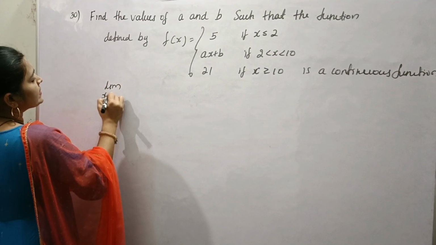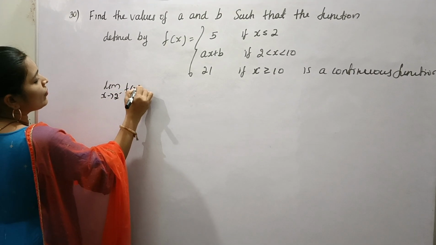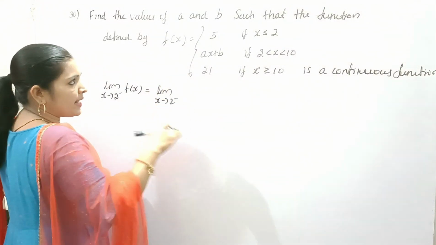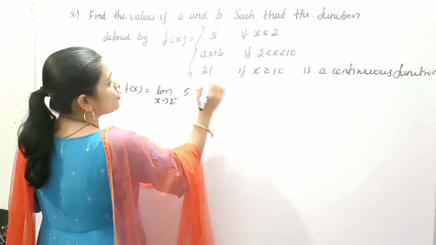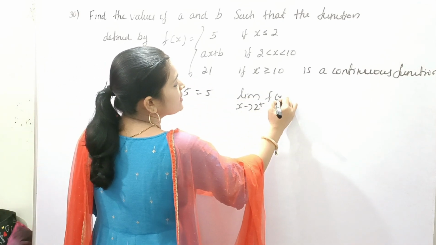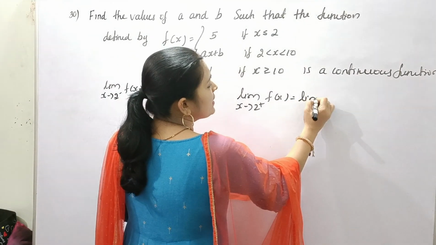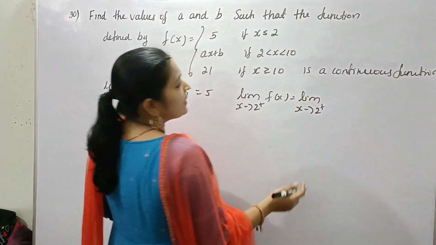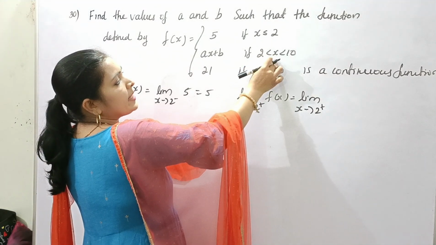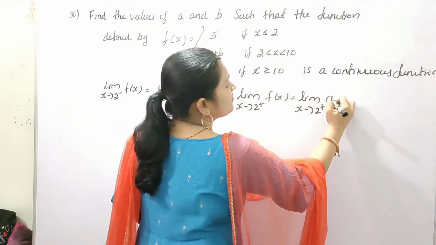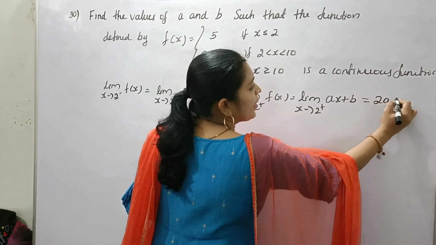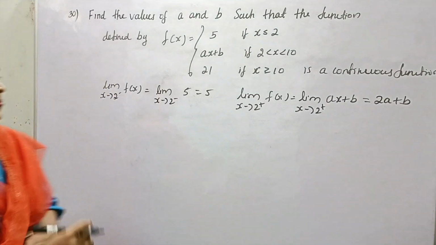Limit x tends to 2 minus f of x: 2 minus means x less than 2, the function is 5, so the limit is also 5. And limit x tends to 2 plus f of x: 2 plus means x greater than 2, here the function is ax plus b. Substitute x is equal to 2, so we get 2a plus b.